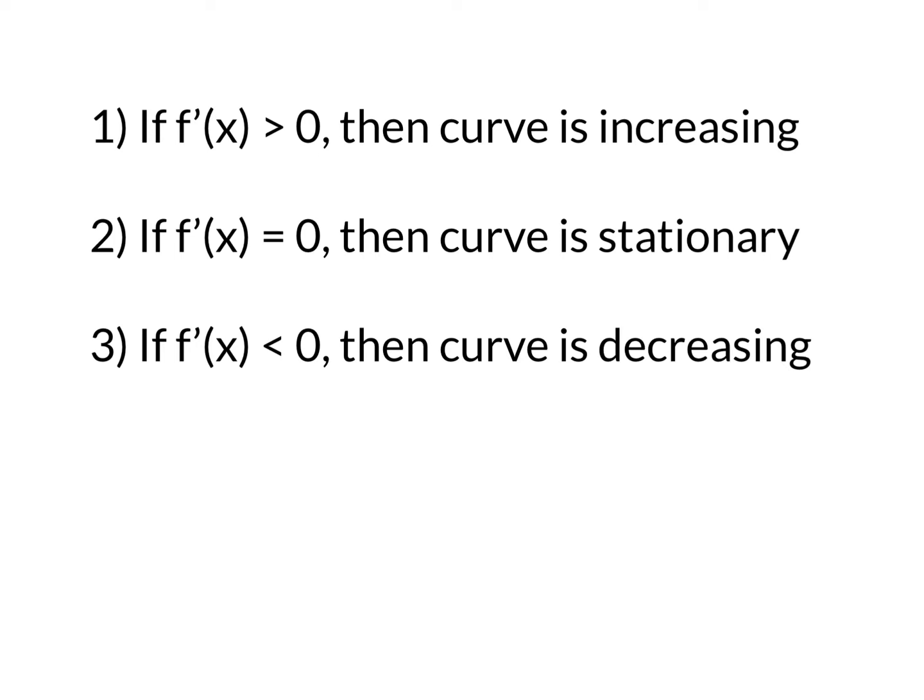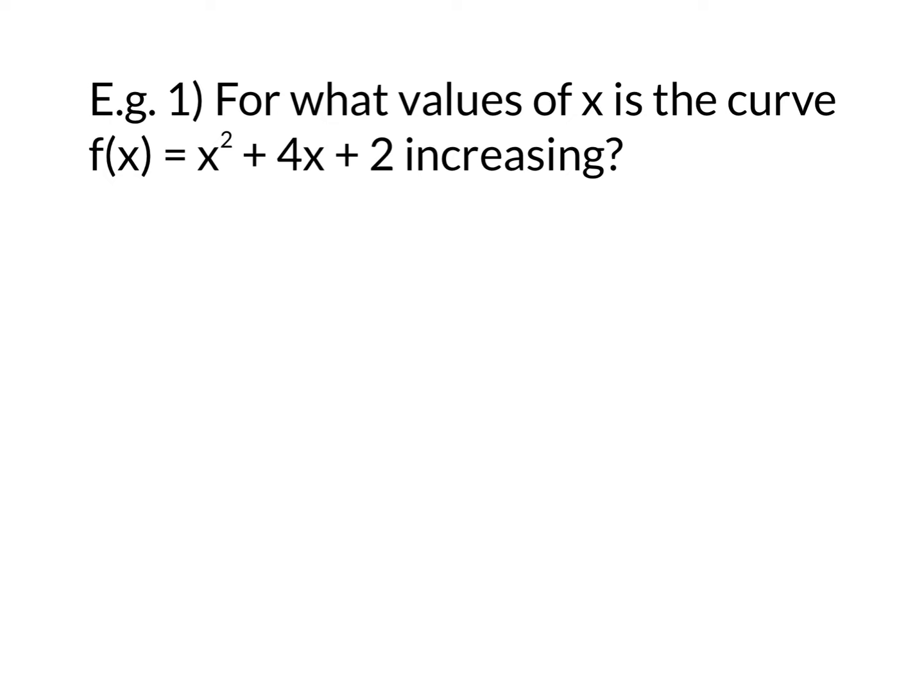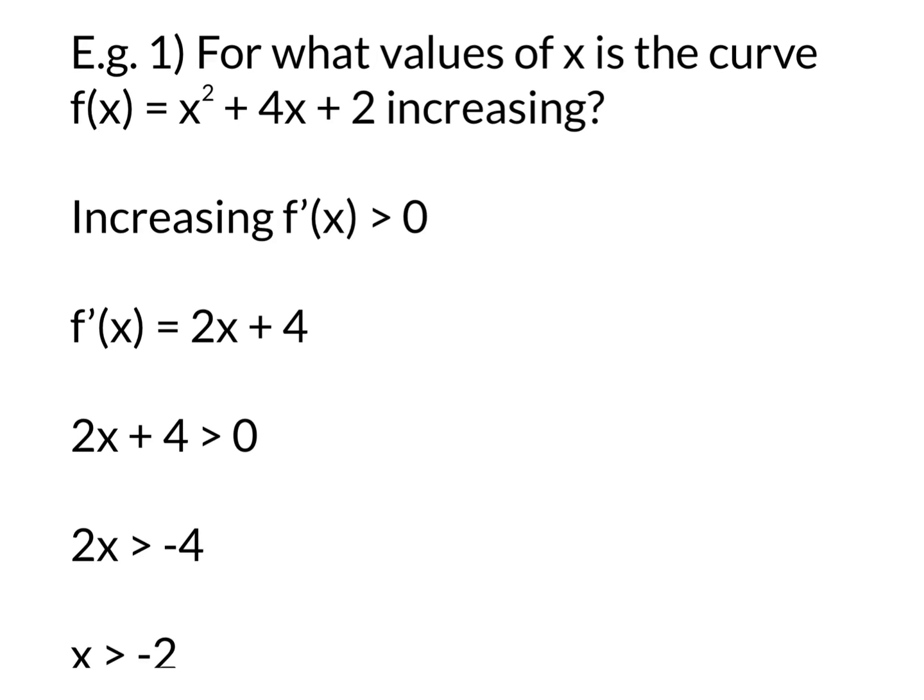All right, let's have a look at some examples. For what values of x is the curve f of x equals x squared plus 4x plus 2 increasing? So we know to be increasing, f dash of x has got to be greater than 0. So the first thing is we find f dash of x. So we differentiate and we get 2x plus 4. That then has to be greater than 0 to be increasing.